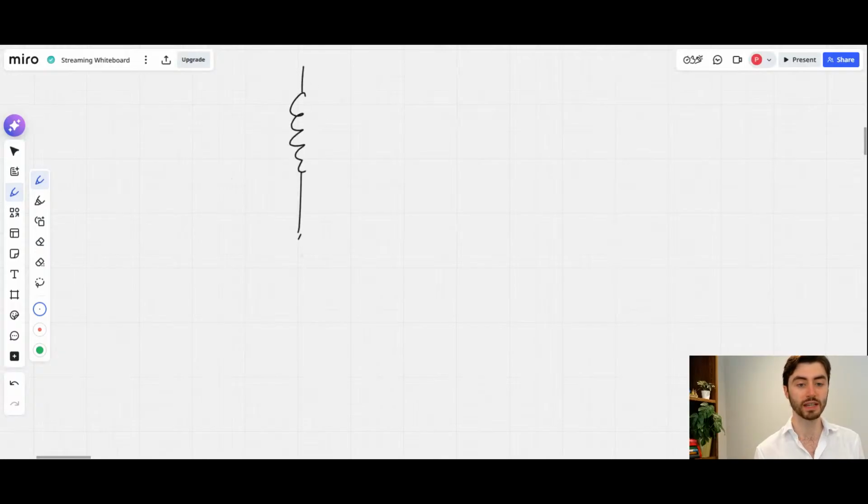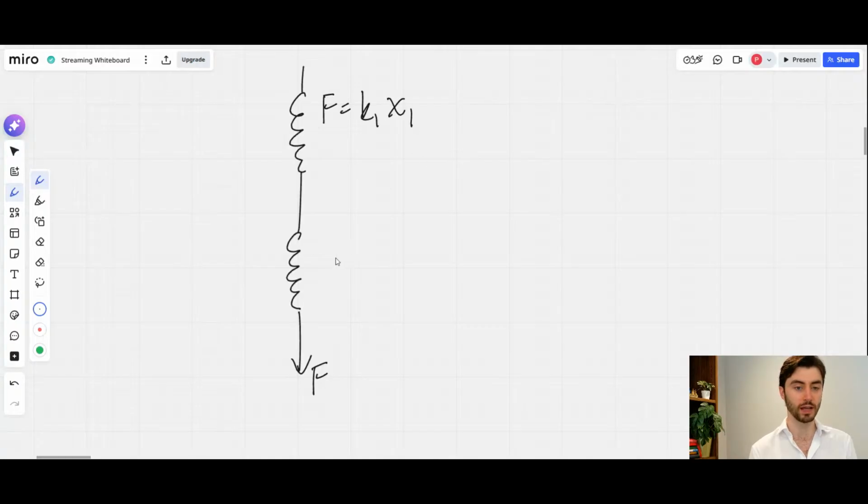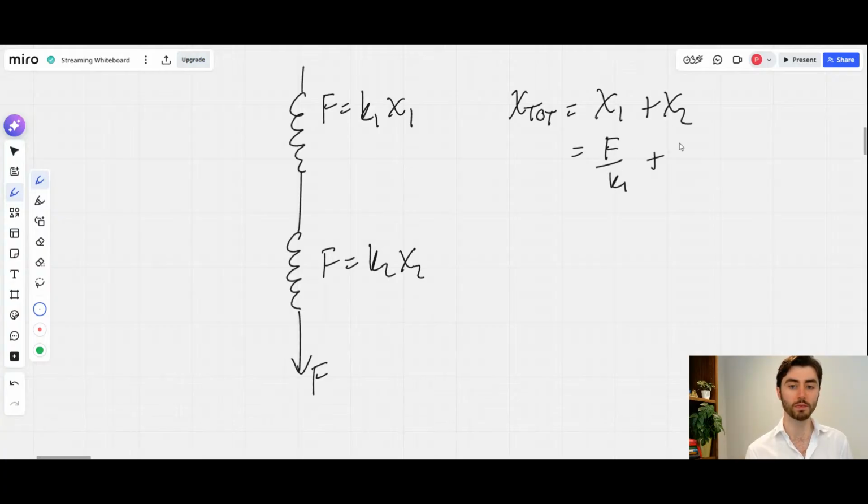So let's say these are now different springs with different spring constants. If I apply force F here, it is going to be equal to K1x1, and F here is going to be equal to K2x2, where we know the total extension will again be x1 plus x2, which will be equal to F over K1 plus F over K2. And so that's going to be F times (1 over K1 plus 1 over K2).